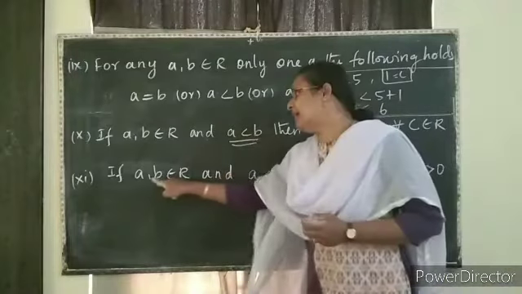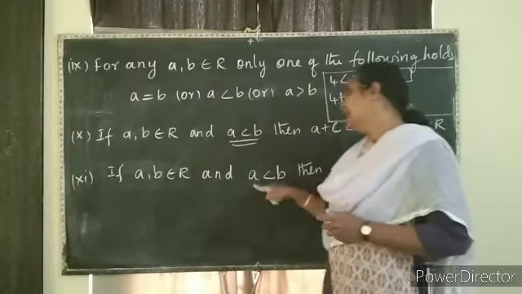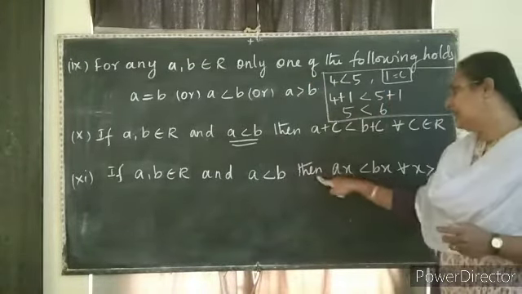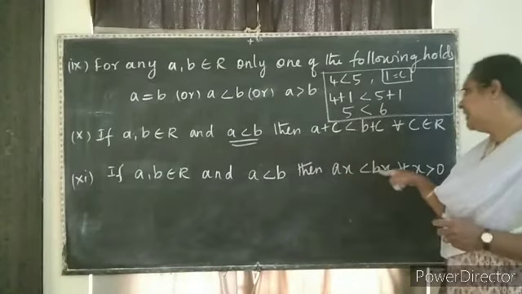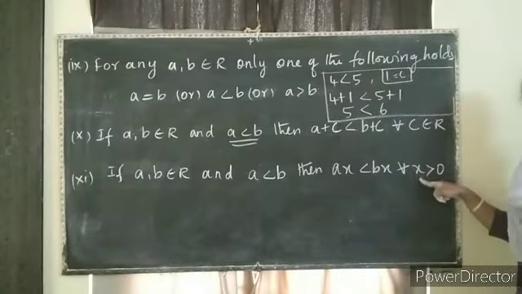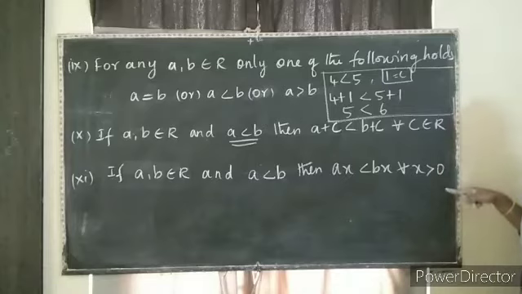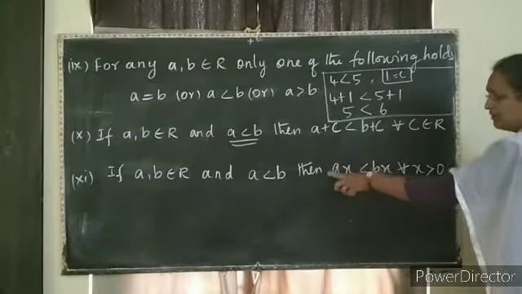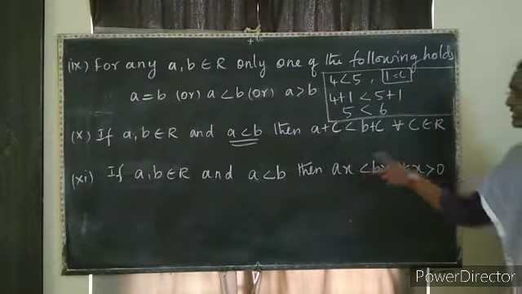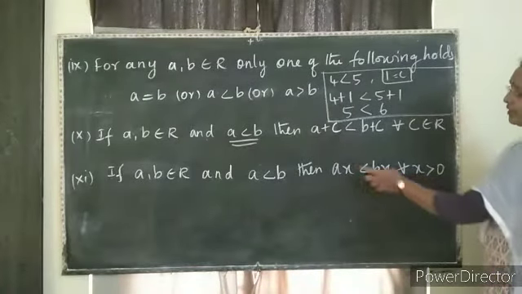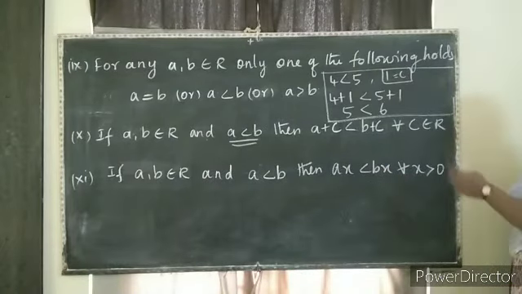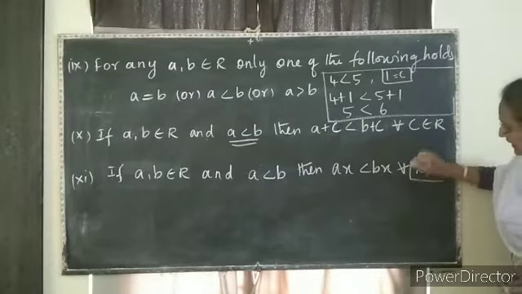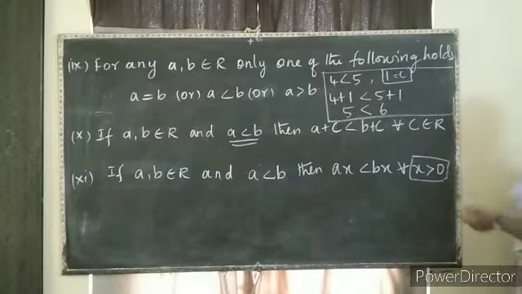If a, b belongs to R and a is less than b, then ax is less than bx for all x greater than 0. For all x greater than 0. Now look into this. We are going to multiply this x with a and b. When we check, the ax value will definitely be less than bx provided this condition is satisfied, that is for all x greater than 0.